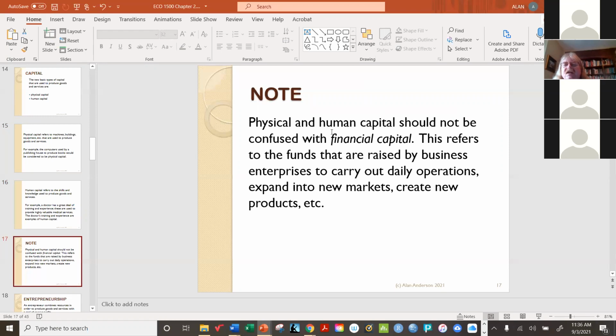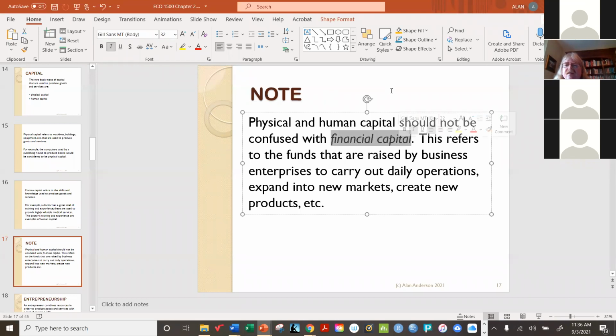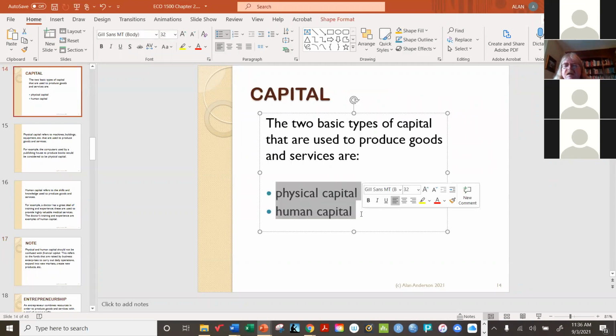Now, I do want to make a distinction here. You may hear the word capital associated with what's called financial capital. If a corporation issues stocks to raise money, that is what we mean by financial capital. This is actually money. In other words, a company needs money to run its operations. Where do they get it from? Well, one of the ways they get it is by issuing stocks to the public. So the funds that they raise that way will be called financial capital to distinguish it from these two types of capital. Okay, so you just want to keep an eye on that.